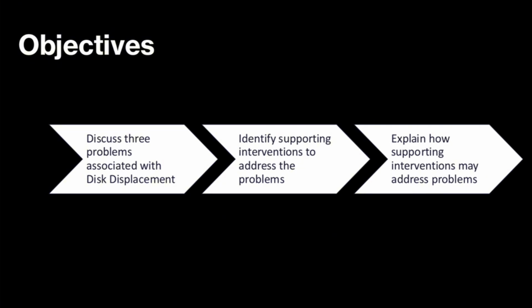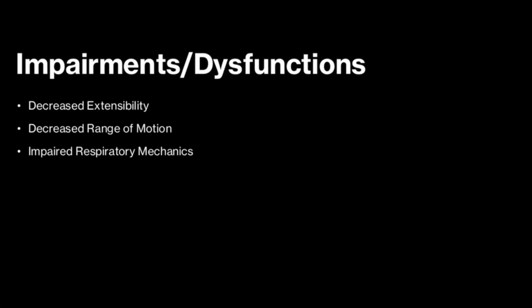So just to start off with the objectives, we're going to discuss 3 problems with associated disc displacement, identify supporting interventions to address the problems, and explain how the supporting interventions may address those problems, and how we're going to work around and treat the symptoms and not the diagnosis itself. The impairment/dysfunctions that we decided on are decreased extensibility, decreased range of motion, and impaired respiratory mechanics.